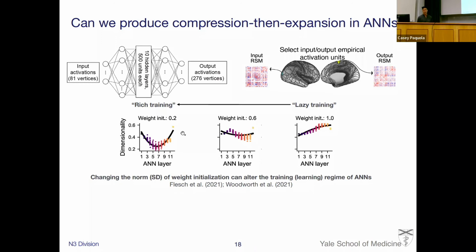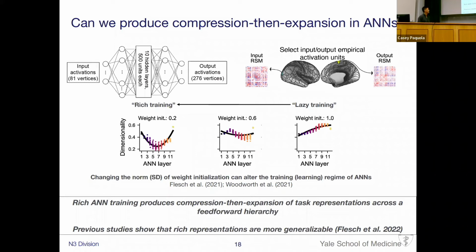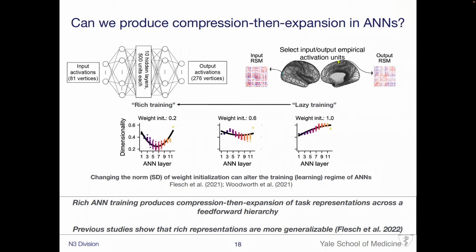The main thing I want to say about this is that rich training produces compression and expansion of task representations across the feedforward hierarchy, and that there are previous studies in neuroscience that have looked at these rich representations and found that they are more generalizable and also more robust to noise. I will say that this rich training regime is significantly more computationally expensive, so it takes a much longer time to train, which is probably why it's not the off-the-shelf default parameter choice.